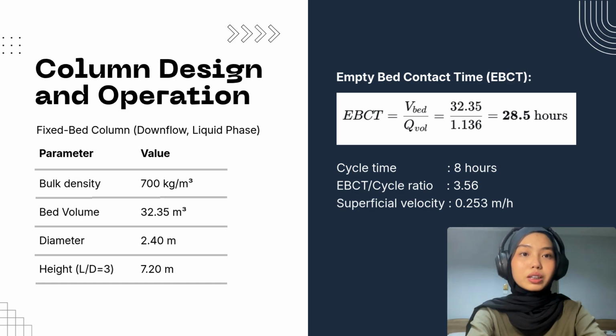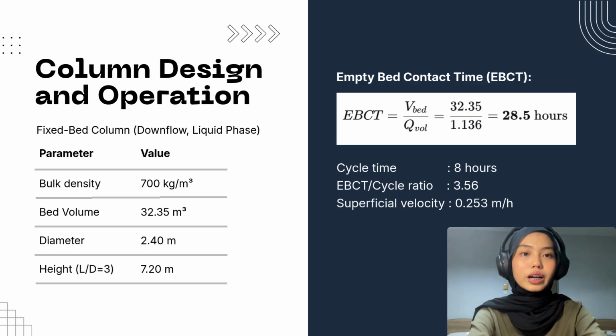For the column dimensions, we use a height to diameter ratio of 3 to 1. This ratio is typical for fixed bed adsorbers as it ensures uniform flow distribution and minimizes wall effects. Solving the equation, we get a diameter of 2.4 meters and a height of 7.2 meters.